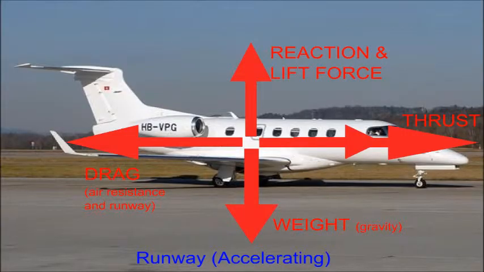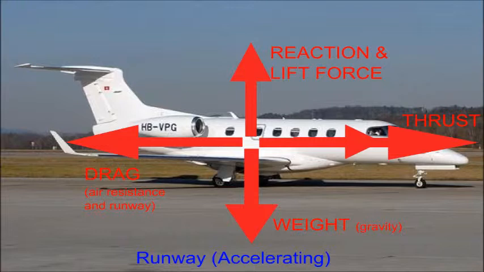In this first example, the plane is accelerating down the runway before it takes off. Because the plane is accelerating, there is an unbalanced force acting on the plane. The thrust force is greater than the drag, causing the plane to accelerate forwards.